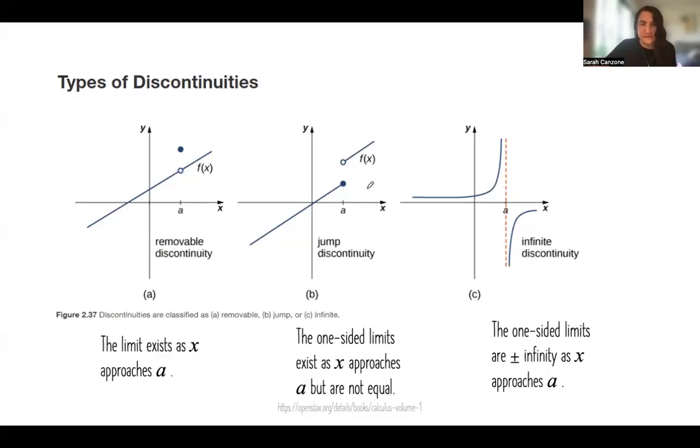This is the jump discontinuity. Again, this will happen with piecewise functions. You're never really going to see a function that would jump like that, unless it's two different functions with different domains kind of stuck together. And then this is your infinite discontinuity. Like I said, this will be a vertical asymptote here.